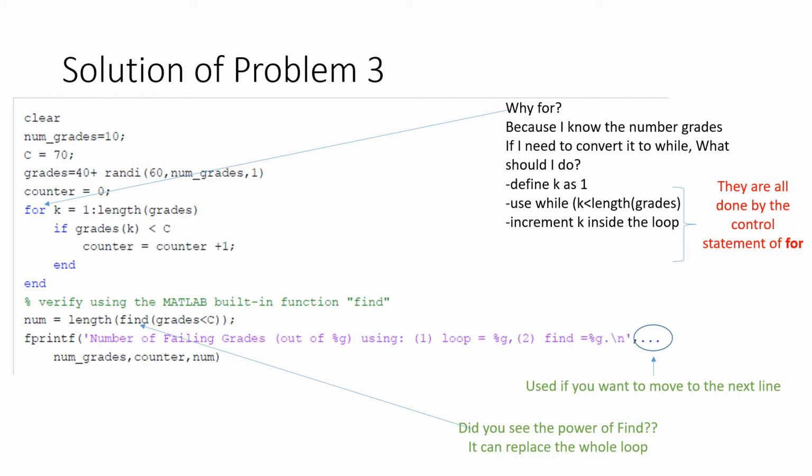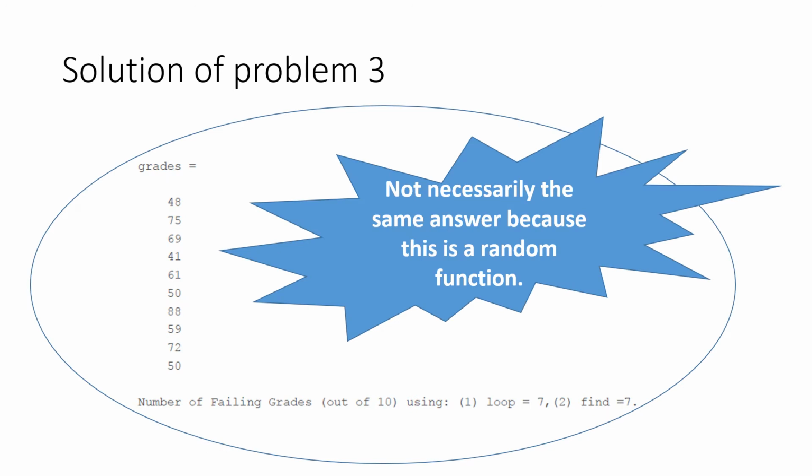Then I can print out my answers, the answers of the loop and of find, and you can see, guys, that you will have the same answer. Look here, these are the grades. So the number of failing grades is 7 basically. You can see that the loop will give you 7 and find will give you 7.